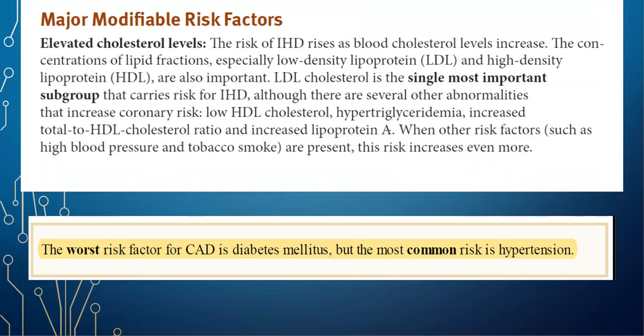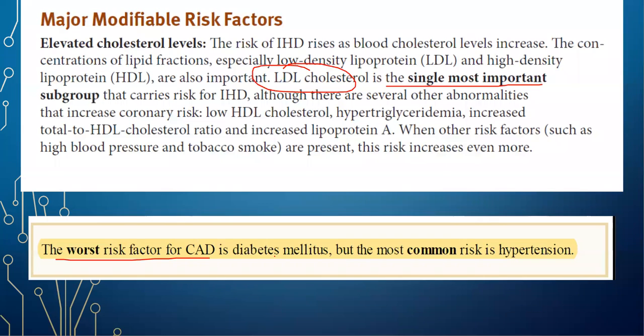So what are the risk factors of having an ischemic heart disease? Lots of risk factors are there. So the risk factor can be smoking, can be high cholesterol, can be sedentary lifestyle, can be family history of cardiovascular issues. But what is the single most important one? So a couple of questions come in the exam. If they ask what is the single most important risk factor for ischemic heart disease, that's your LDL cholesterol.